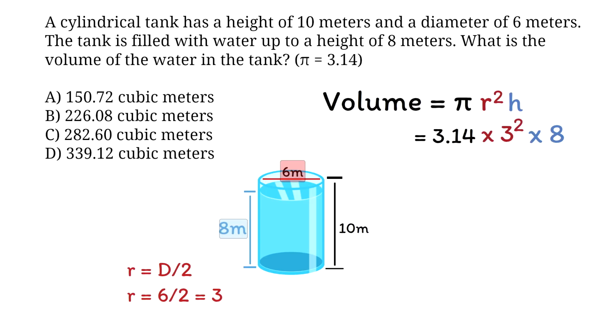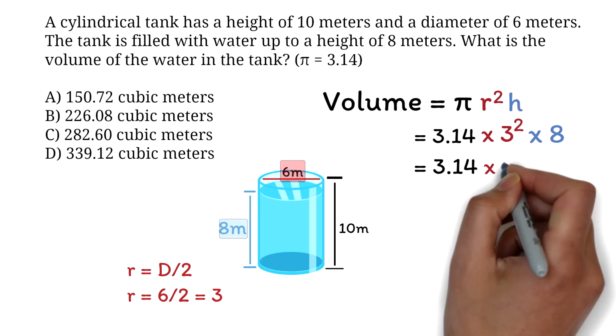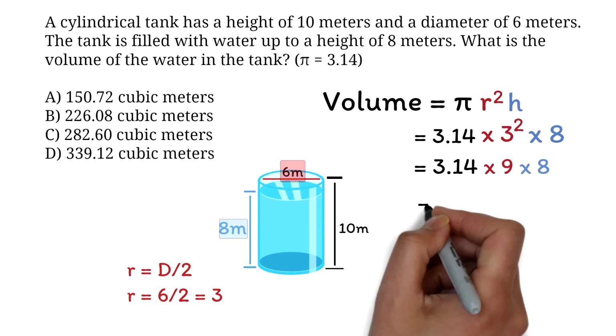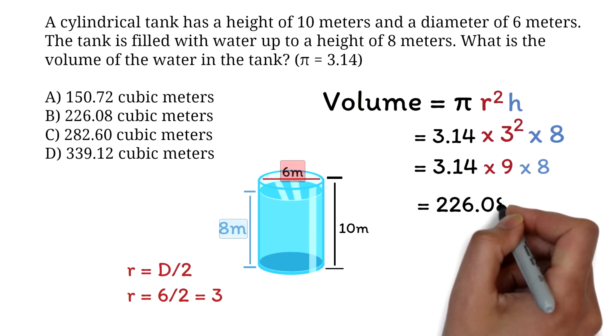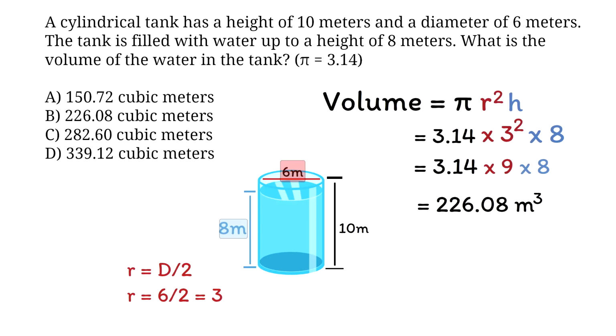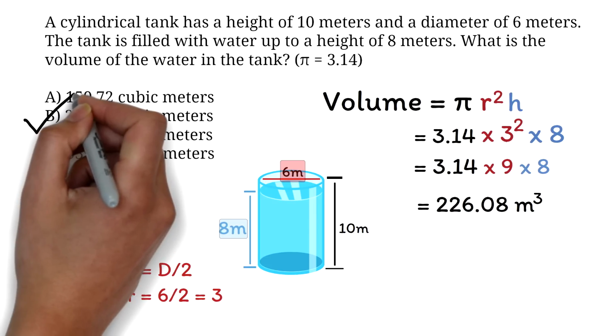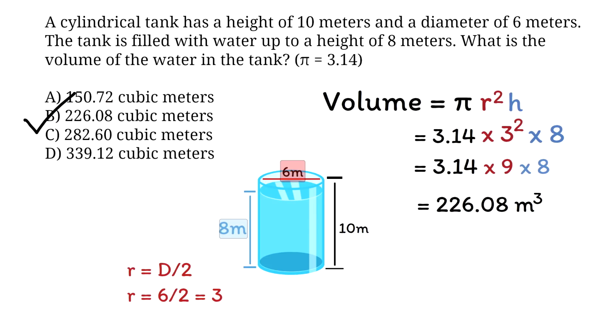3 squared is 3 times 3, which is 9. This gives us 3.14 times 9 times 8. Now to get the volume of the water, we multiply 3.14 by 9 and by 8. And this gives us 226.08 cubic meters as the volume of the water. So the correct answer is B, 226.08 cubic meters.